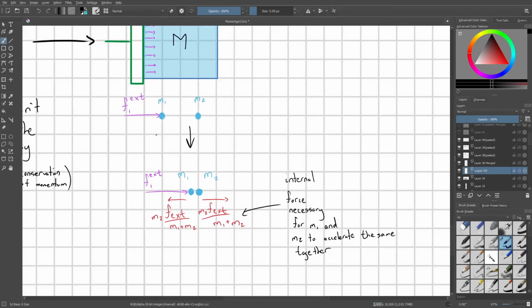And so for the internal forces at play here, you can ignore these expressions. These are just the exact internal forces that are necessary for M1 and M2 to accelerate exactly the same together. So for these guys to both have the same acceleration to the right, that's how the forces would have to be between them. I said that sentence a little weird.